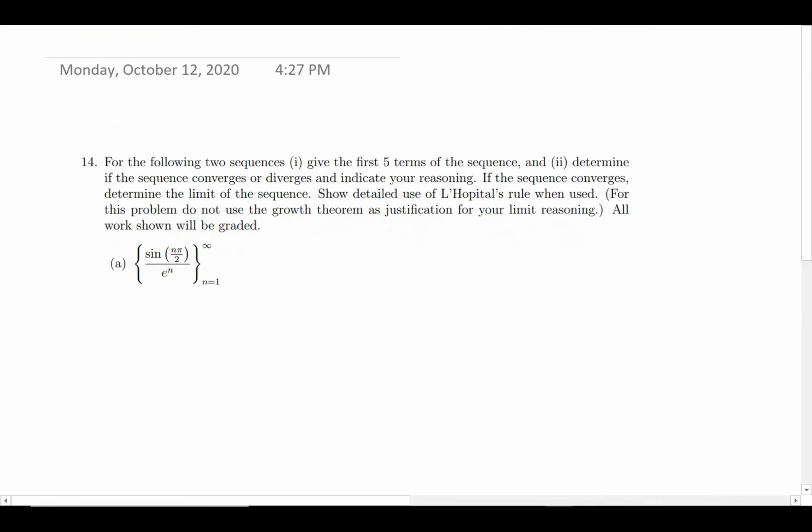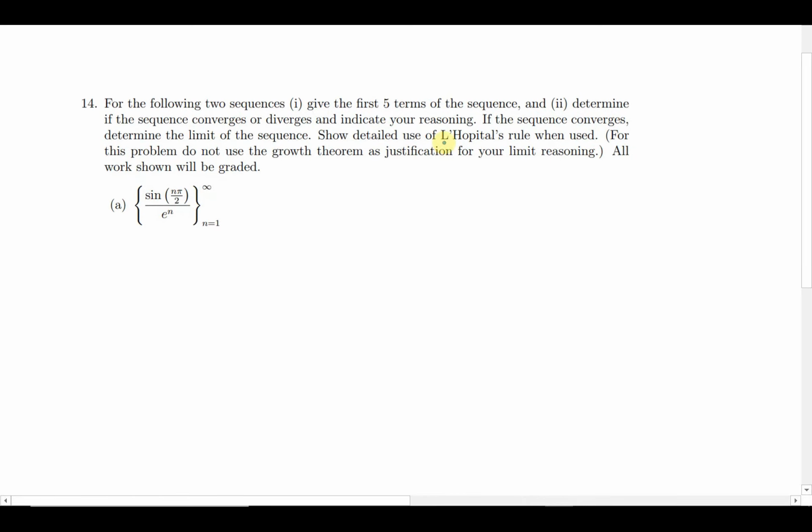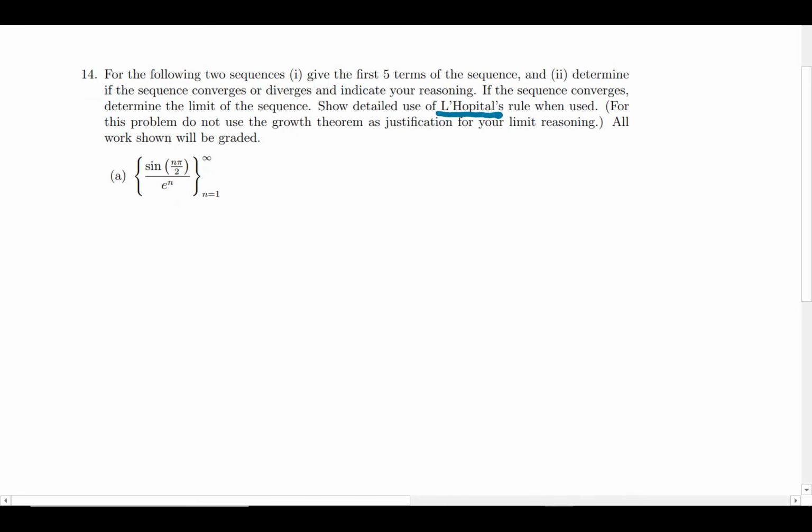Okay, so for this case, it says for the following two sequences, give the first 5 terms of the sequence in one and determine if the sequence converges or diverges. Okay, and then show detailed L'Hopital. You don't necessarily have to use L'Hopital's rule in all cases, unless you have infinity over infinity or 0 over 0. But you can always analyze these sequences without using L'Hopital. I like to focus on what the numerator represents in relation to the denominator, and I'm going to show you how to utilize that later.